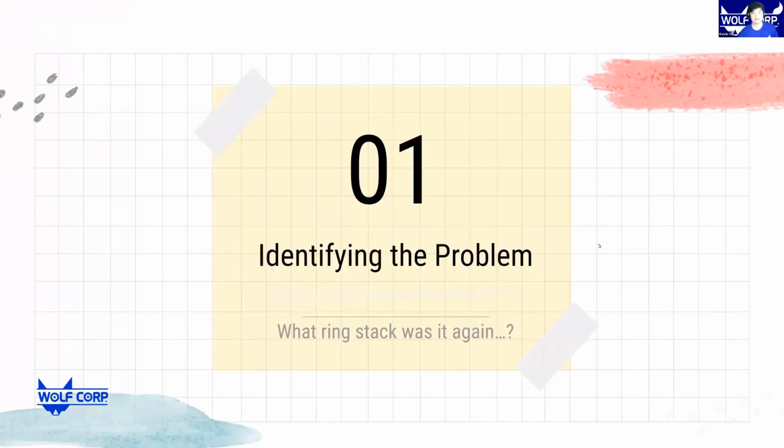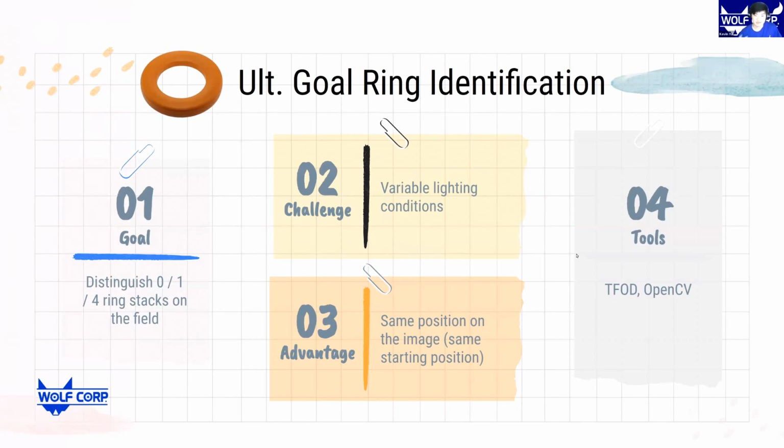So starting off, we had to consider the goals and problems involved with the vision algorithm. The basic idea is to distinguish between 0 rings, 1 ring, and 4 rings, ring stack against a gray background. A potential problem would be the variance of lighting condition. Basically, it's hard to capture the correct colors when there is less lighting. We do have one advantage though. The starting position of the robot and rings will always be the same, so we only need to look at the fixed region in the image.